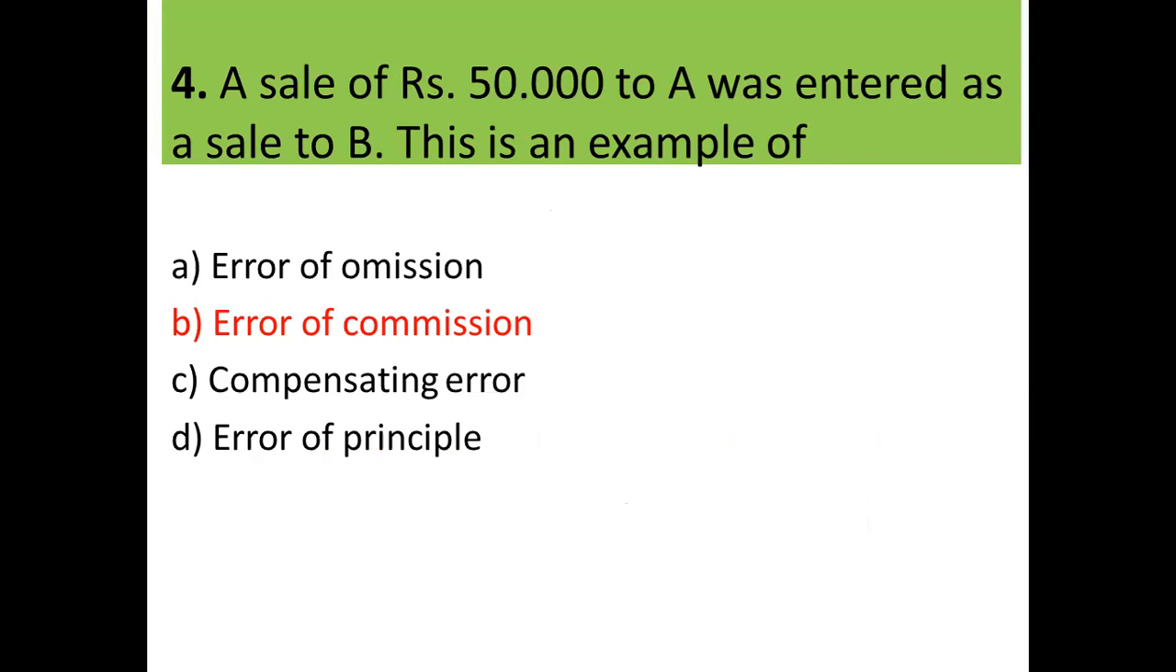Sales of A to 50,000 was entered as a sales to B. This is an example of error of commission. Instead of recording sales to A, it was recorded as sales to B. This is a type of error.